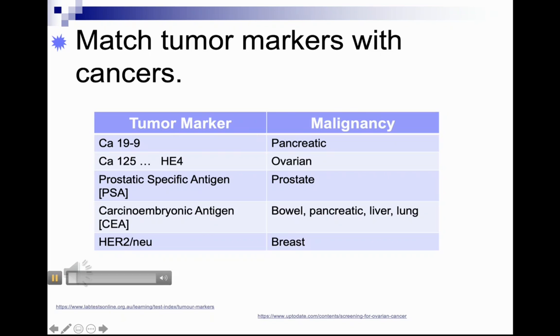This slide is identifying some of the more common tumor markers, matching the tumor marker with cancers. And we'll talk about these as we talk about the various malignancies in class. But just know for now that there are tumor markers, but they are non-specific and unreliable. And this just provides a sample of the tumor markers, not a complete list.